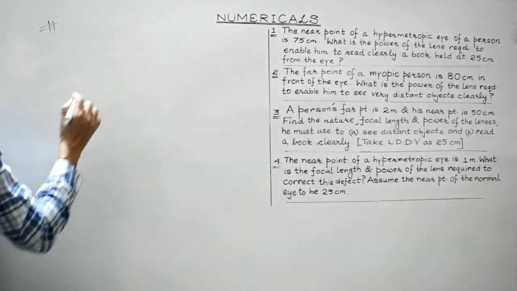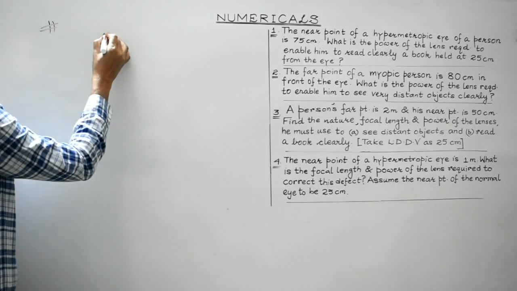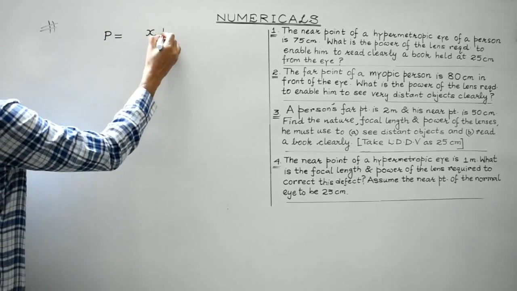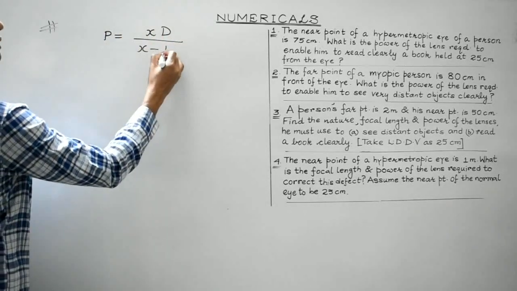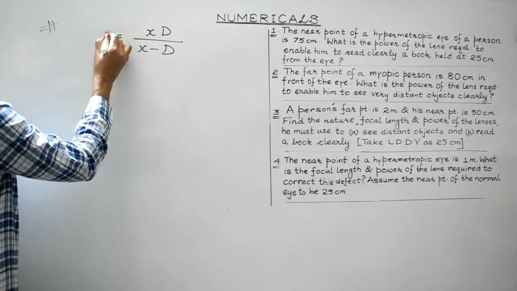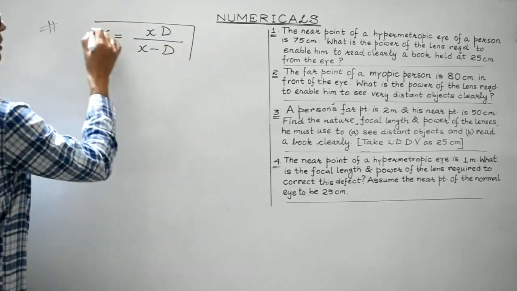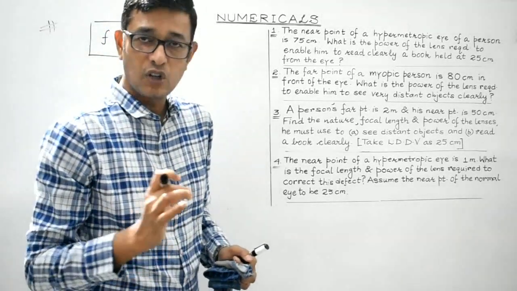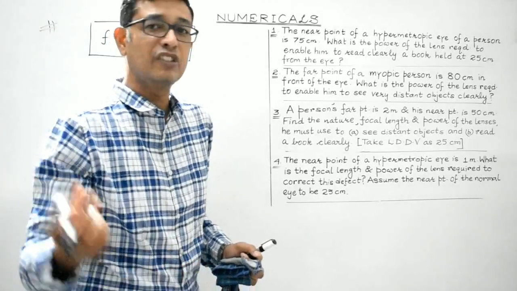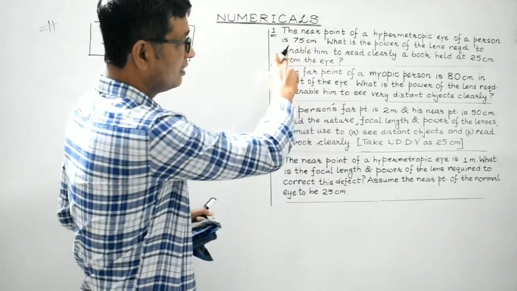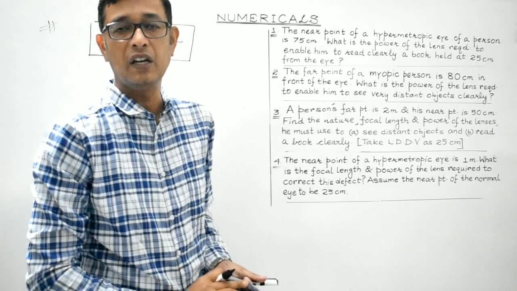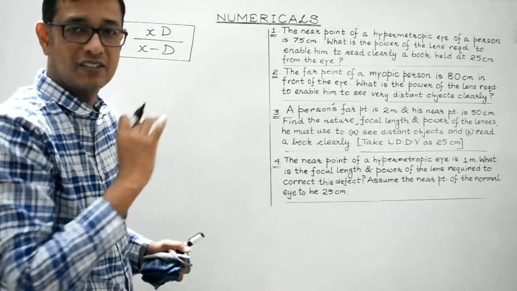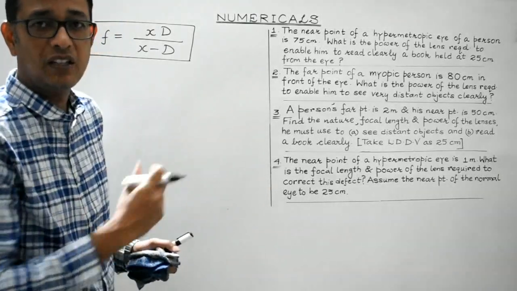So the formula is power is equal to xd divided by x minus d. Actually, this is the focal length. This is the formula which we have already derived, right? The focal length of the convex lens, which is to be used to cure this eye disease, which is hypermetropia, is given by this particular formula. This we have already derived in the previous lecture, right? Let's now make use of this formula directly.